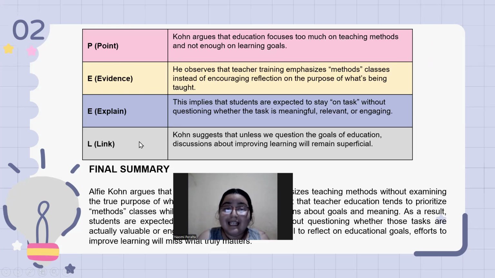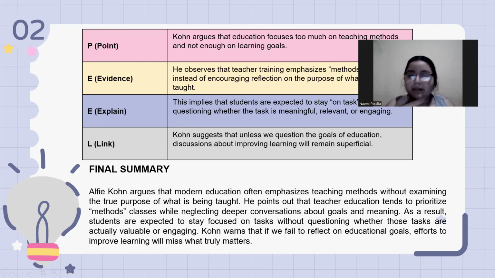And in this part, we need to link the point, the evidence, and the explanation with the main thesis, or even with another paragraph. It can be two, actually. In this case, because we only have one paragraph, we link to the topic. Unless we question the goals of education, discussions about improving learning will remain superficial. This is the final summary based on what I have here. Everything, all right? It's exactly the same.